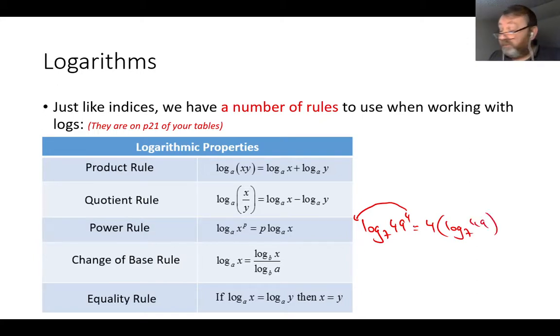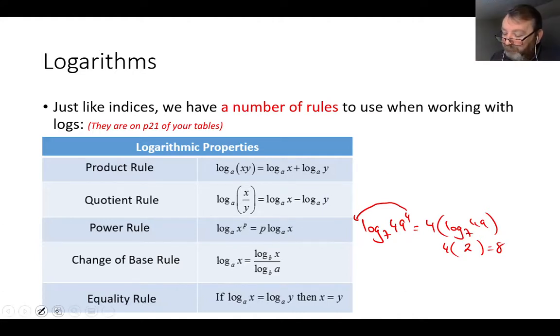And you ask yourself a very simple question. How many times do I multiply 7 by itself to get 49? So the answer there is 2. So I end up getting 4 times 2, which is 8. Now the more we see these things in practice, the more we'll understand how they operate. It's a little difficult when we're doing the rules because we're kind of doing them cold. But when you see them being done in questions, you'll get the idea.